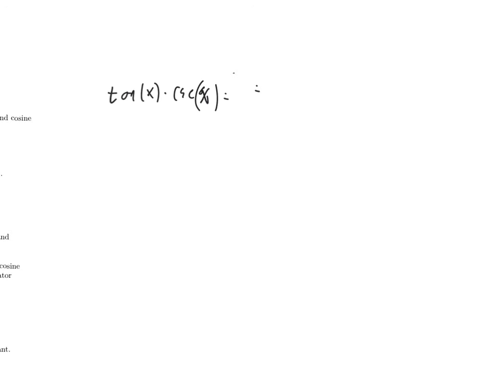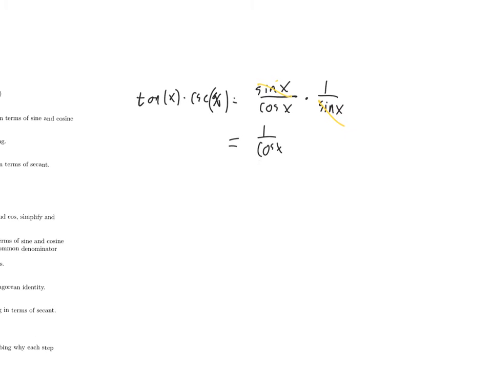Well, I know what tangent is. Tangent is sine over cosine. So this is sine x divided by cosine x times cosecant, which is 1 over sine x. Oh, but those will cancel, right? That's equal to 1 over cosine x. And that was just messing around.